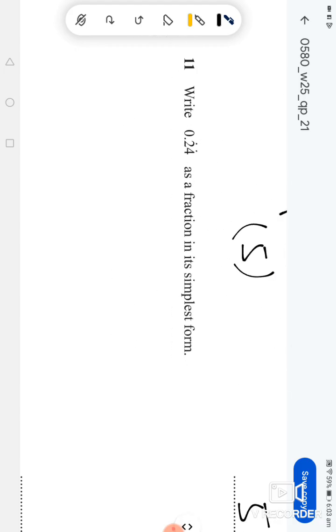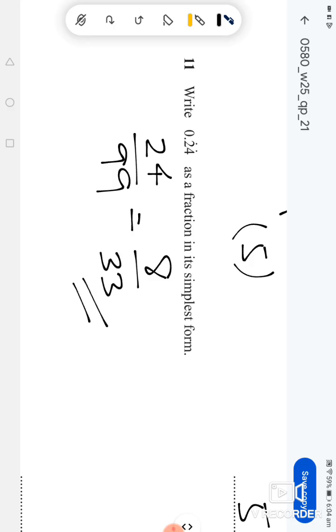Question number 11, write 0.24 recurring as a fraction. It's very simple, 24 by 99. So divide by 3: 3 times 8, and 3 times 33.